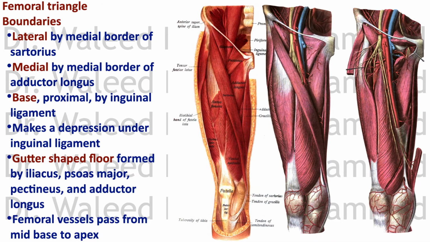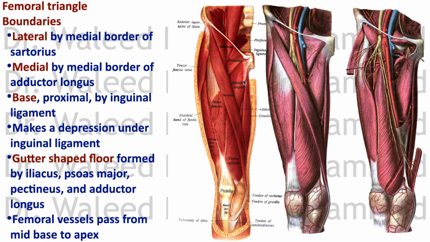Okay, let's proceed. The femoral triangle is laterally bounded by the medial border of sartorius muscle. See? Medially bounded, and this differs in books. Some books consider the adductor longus to belong to the triangle, so the medial boundary is the medial border of adductor longus.